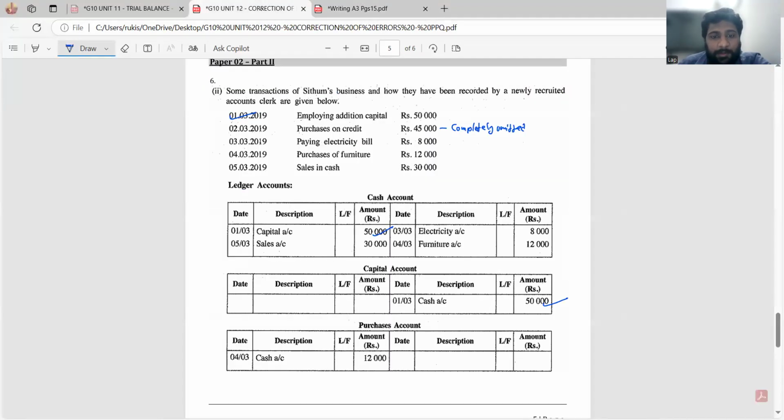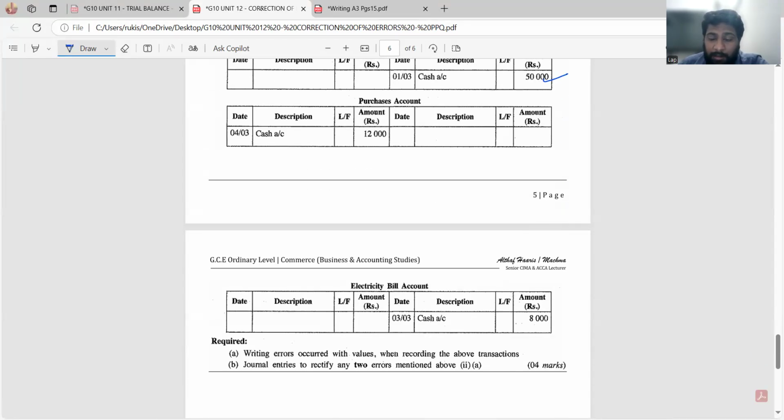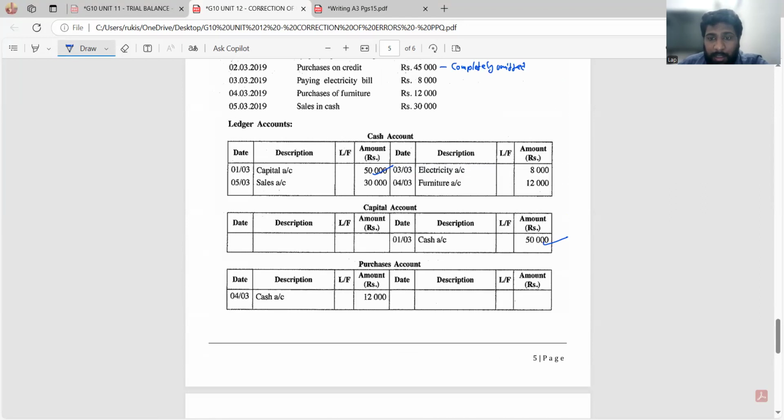Next, paying electricity 8,000. If you pay electricity, the electricity account should be debited 8,000 and the cash account should be credited 8,000. Let's see. Electricity is wrong. Cash account is correct. So here what has happened? You have paid 8,000 for electricity, and you have credited both the accounts.